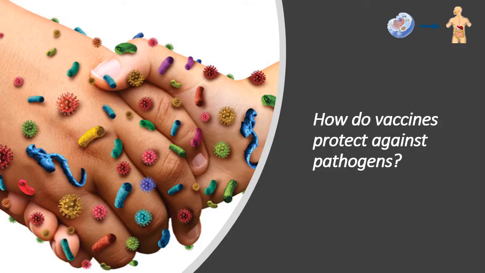So the last area to look at, so these were our three body's defences, so physical barriers, chemical barriers and immune systems. We can also add to our body's defence, and we can do that through vaccines, and we're going to look at how vaccines protect against pathogens.